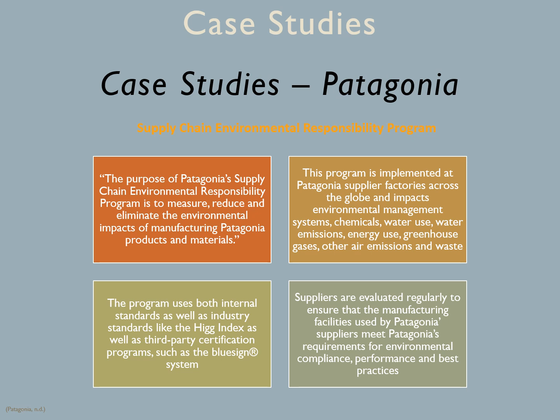Suppliers are evaluated regularly by Patagonia with this program to ensure that the manufacturing facilities used by Patagonia suppliers meet Patagonia's requirements for environmental compliance, performance, and best practices. Through this program, Patagonia has helped found several collaborations, including the Sustainable Apparel Coalition's Higg Index, the Textile Exchange, the Regenerative Organic Alliance, the Outdoor Industry Association's Sustainability Working Group, and the recently launched Climate Action Corps as part of this supply chain responsibility program.